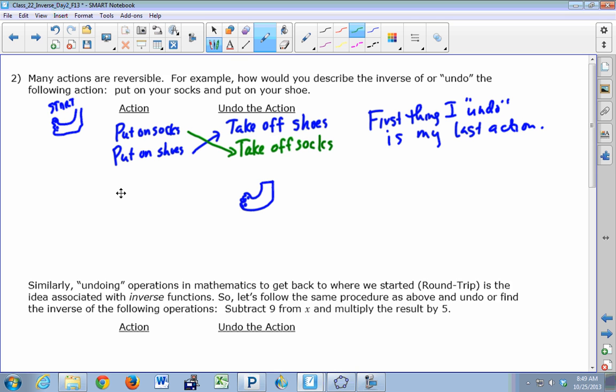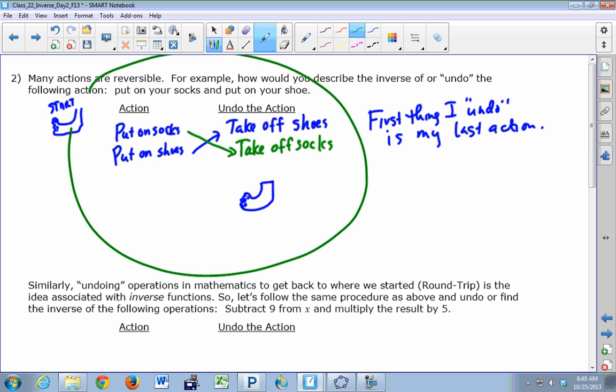So I've performed my round trip. Okay, back to my bare foot. So notice, to undo something, you do your inverse operation in the reverse order. So think about that for a minute.